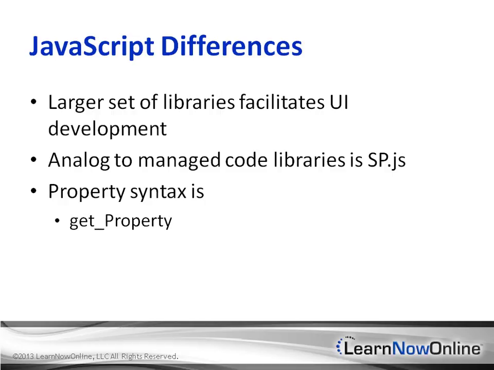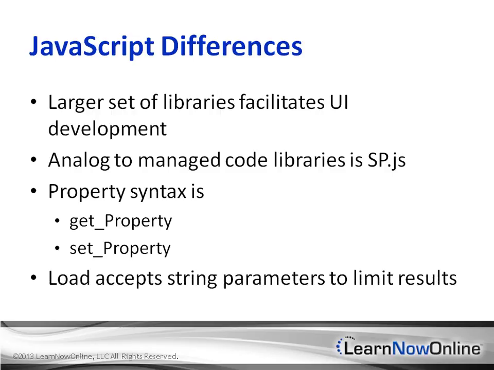And the thing to remember, another difference is that whenever you're getting the value of a property, your getters are going to use get underscore and then whatever the property name is. And same thing when you're going to do a set, it's set underscore whatever the property name is. And obviously another difference is that JavaScript has no support for lambda expressions. Because of that, the load method will accept string values so you can limit the amount of results you get back from your calls to SharePoint.